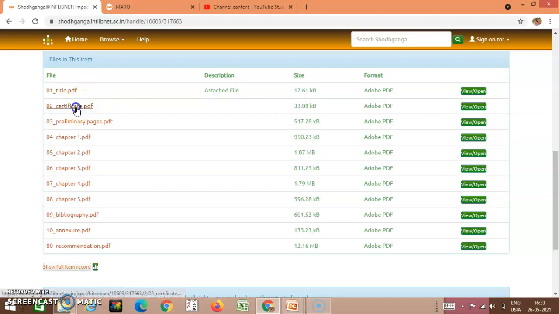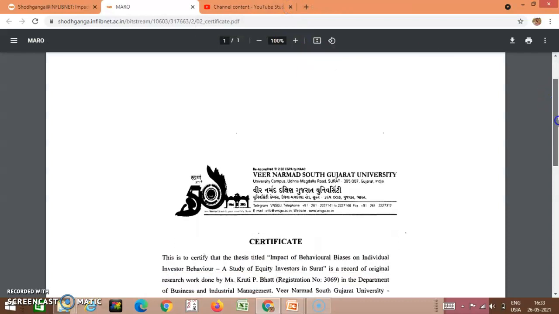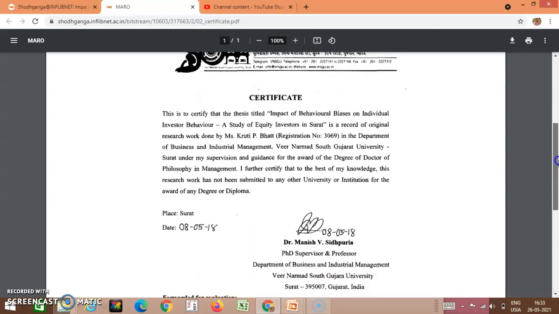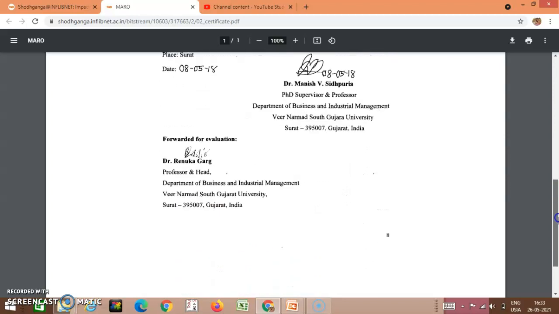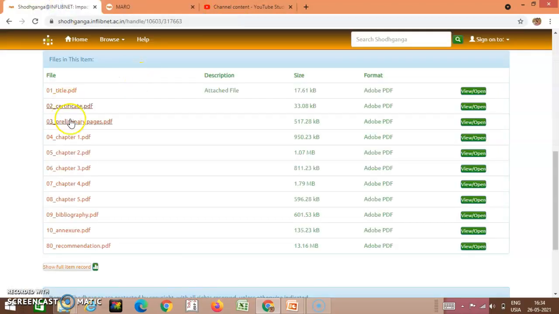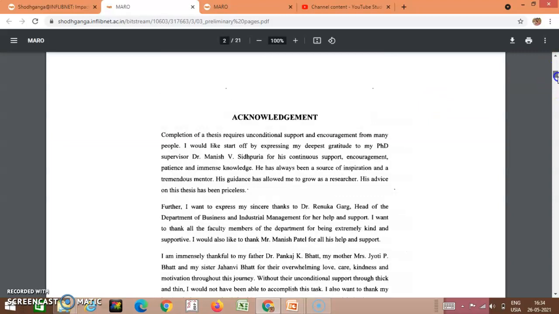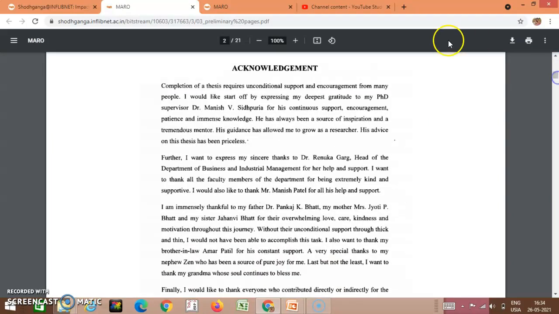Then we have the certificate page. This is the certificate given by the guide. Then we have the preliminary pages, which we already saw. The declaration that he has done this research. Then the acknowledgement page. It has been written that completion of this thesis required unconditional support and encouragement from many people, and thereby he is thanking all these people. This is the acknowledgement page.